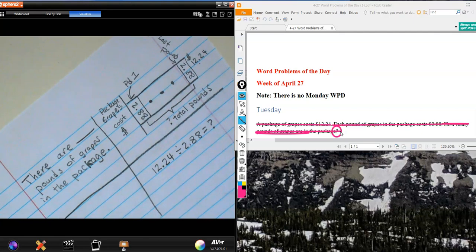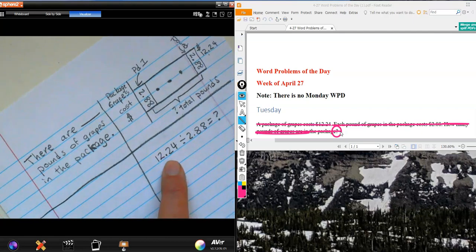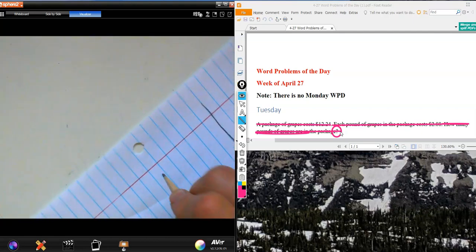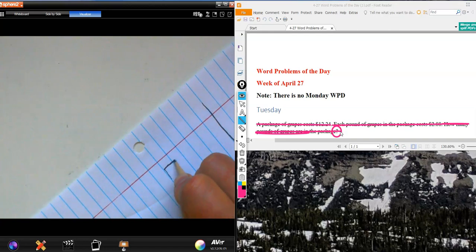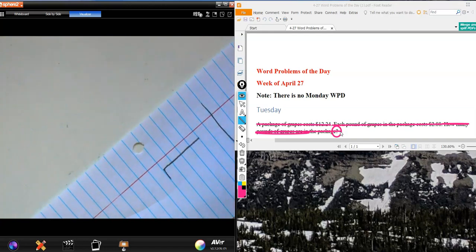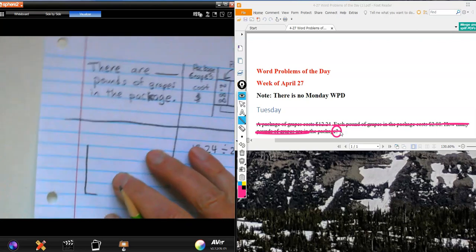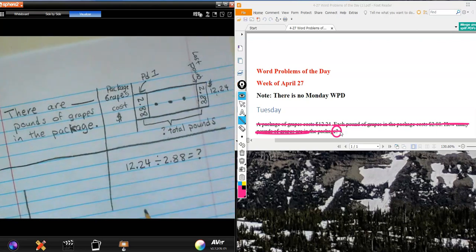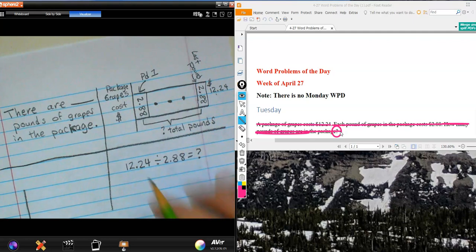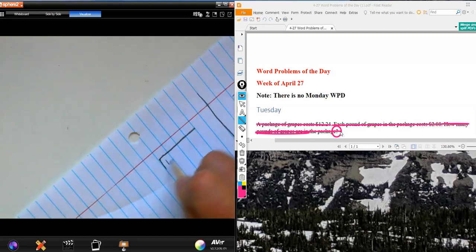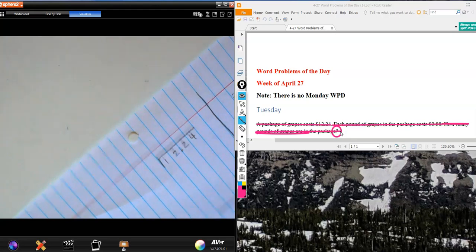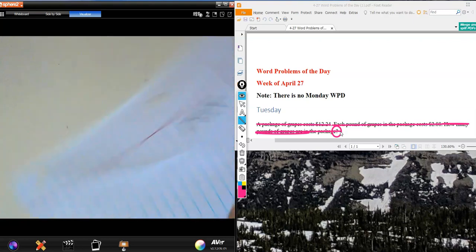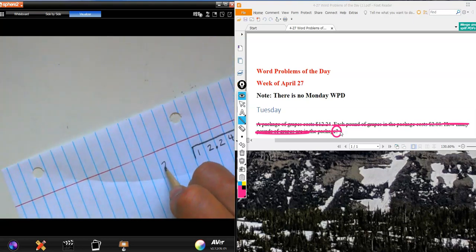Now that I've got my expression, I'm going to go sideways in my solving area and solve it. I'm going to write in again $12.24 inside my dividing box. I'll put my decimal dot right there. Then I'm going to put $2.88 as my divisor.